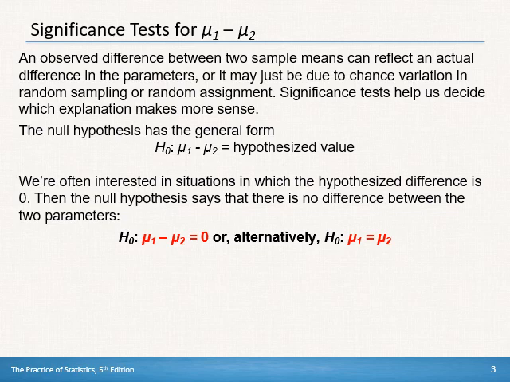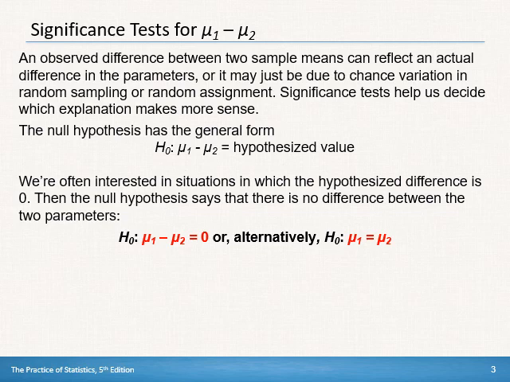All right, so an observed difference between two sample means can reflect an actual difference in the parameters, or we could be getting that difference just by chance variation when we are sampling. So we're going to take two samples from two different populations, and then we're going to look at how different they are and try to see, can we infer that the true means from the two different populations are truly different? Or do we have evidence that they are the same?